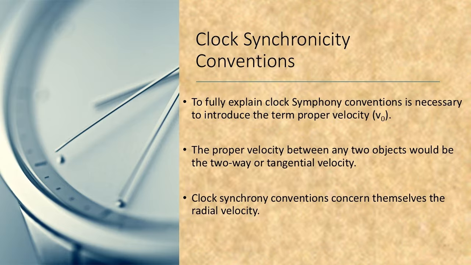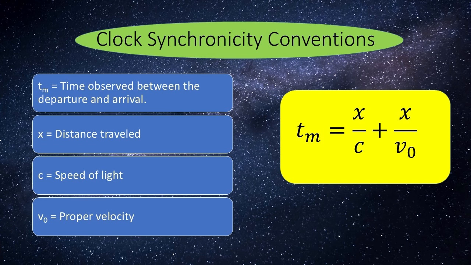To fully explain clock synchrony conventions, it is necessary to introduce the term proper velocity, v sub 0. The proper velocity between any two objects would be the two-way or tangential velocity. Clock synchrony conventions concern themselves with radial velocity. If you have a spacecraft heading out from Earth, the time observed between departure and arrival will be the distance divided by the proper velocity plus the distance divided by the speed of light.